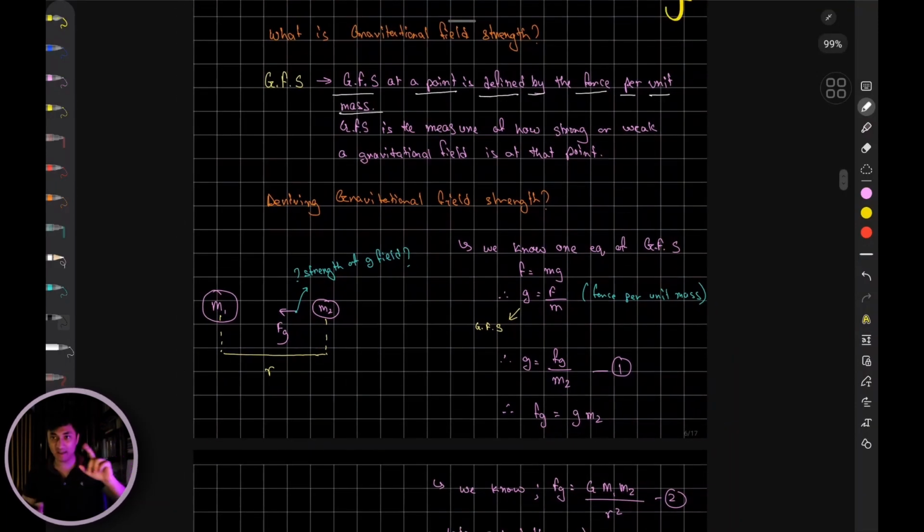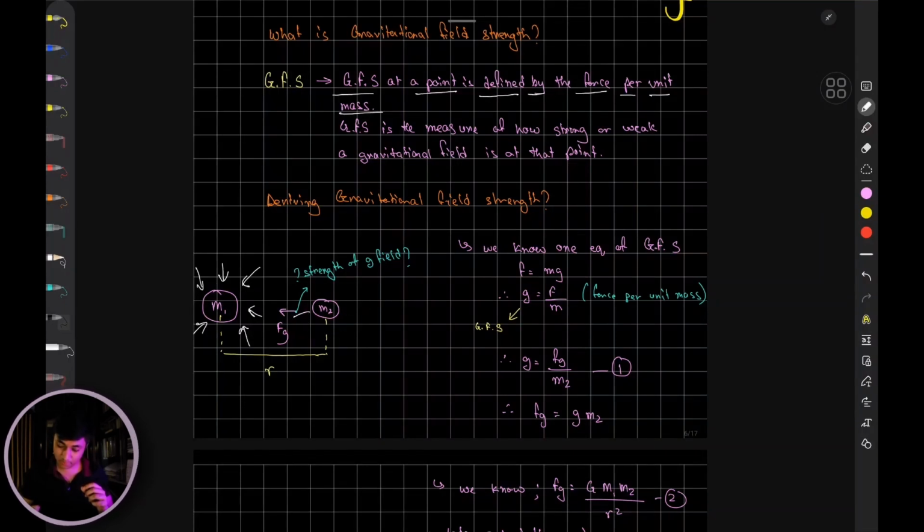Let's take two masses. One is M1, consider it Earth. The other is M2, consider it anything, any rock or, let's say, the Moon. These two masses are affected by each other's gravitational field. That is, we will have a gravitational field that is inwards for M1, and another gravitational field that is inwards for M2.